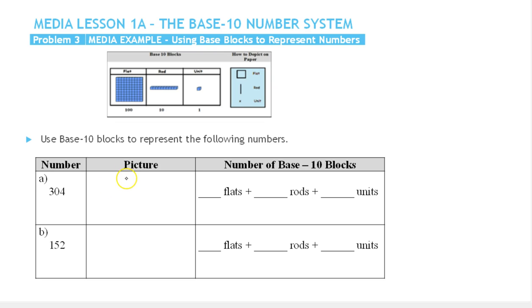Now to draw this as a picture, we don't want to try to draw that. So we're going to use these ideas. A flat, we're going to draw a little square. A rod, we're going to draw a line. You might want to draw it the other way. And for a unit, we're going to draw an X.